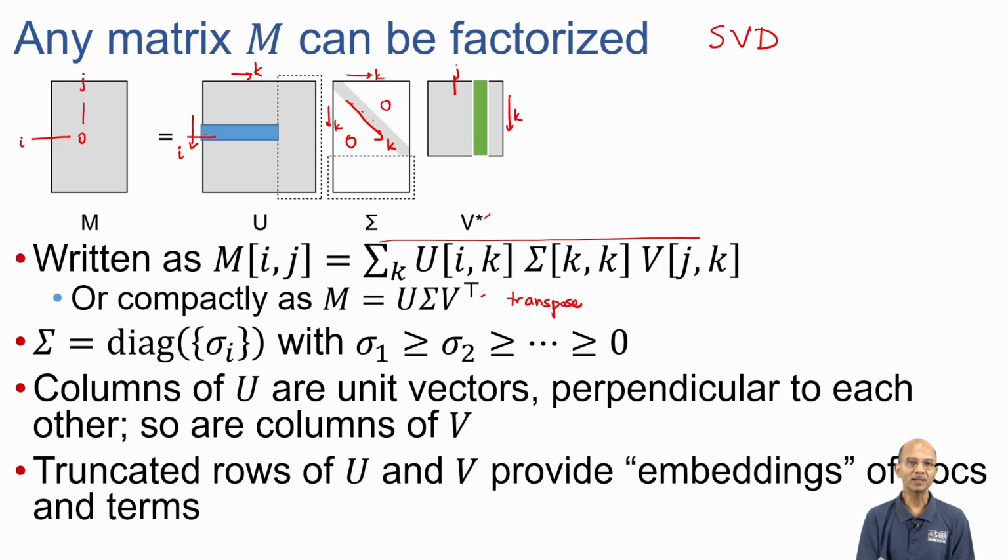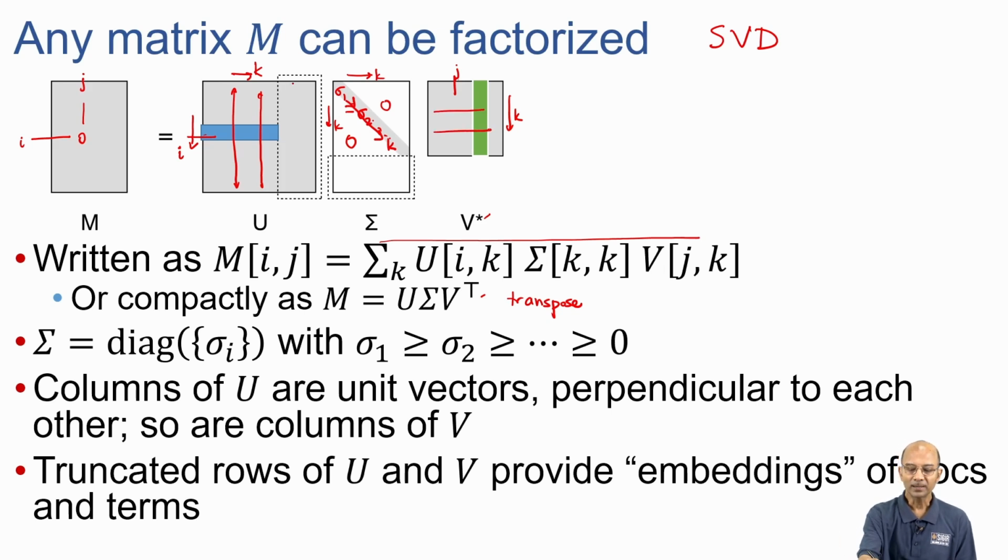I mentioned that sigma is a diagonal matrix. We can rearrange the rows and columns suitably so that the first element sigma 1 is greater than or equal to the second element and so on, and all of them are non-negative. It is known that the SVD factorization can ensure that the columns of U are unit vectors. So, every column has L2 norm equal to 1 and they are perpendicular to each other. If you pick two such vectors, their dot product is 0, and so are the columns of V, or the rows of V transpose.